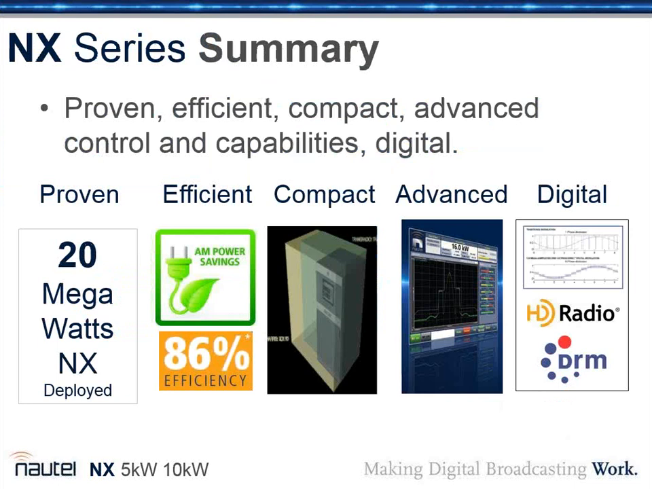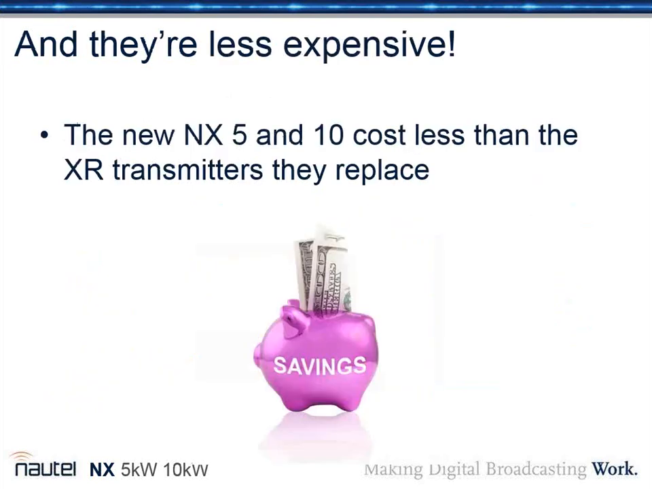Just to summarize, the NX5 and 10 are the latest in the great generation of NX series transmitters with high efficiency, compact size, advanced features, digital performance, and supported by the best customer service. And the best thing is the last thing: these transmitters are actually less expensive than the XR transmitters they replace. So not only are they going to save you more electrical energy and cost in that regard, but they also cost less than the XR transmitters they replace. That's the really good news.